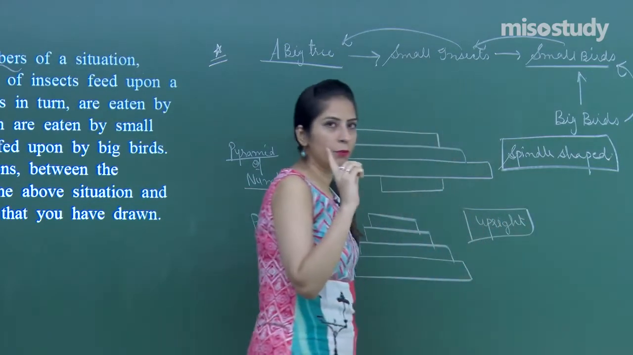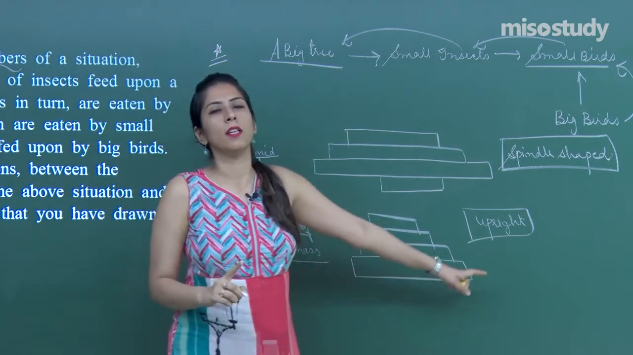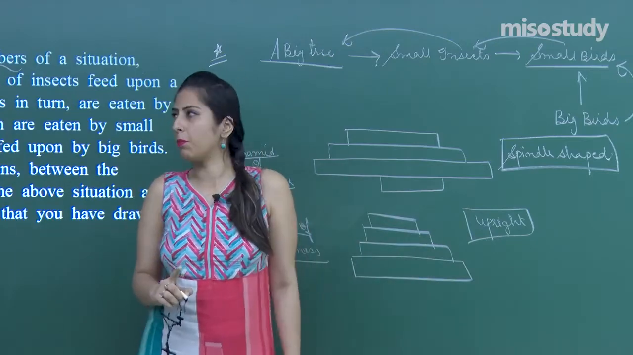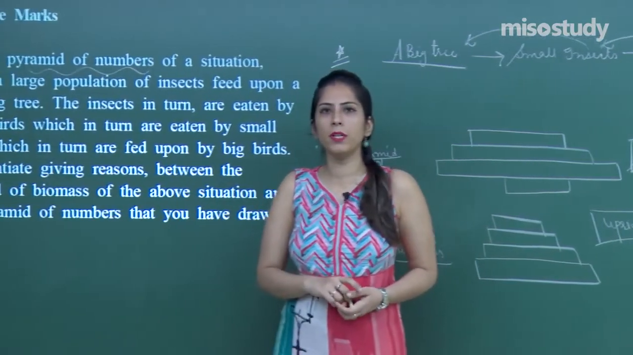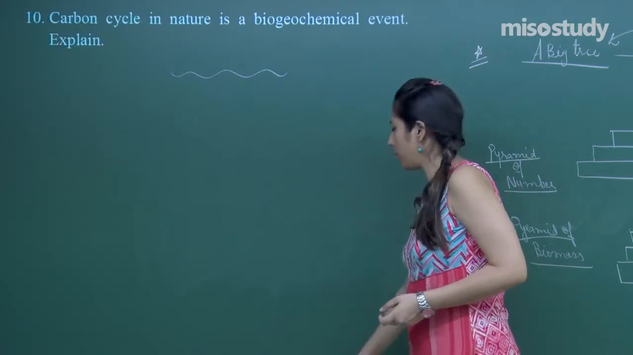So in this also you have to first explain about the pyramid of biomass, then you have to take this example and then give the shape of this pyramid. So this was question number 9. This is how you have to attempt. Let's move on to the last question of today's session.